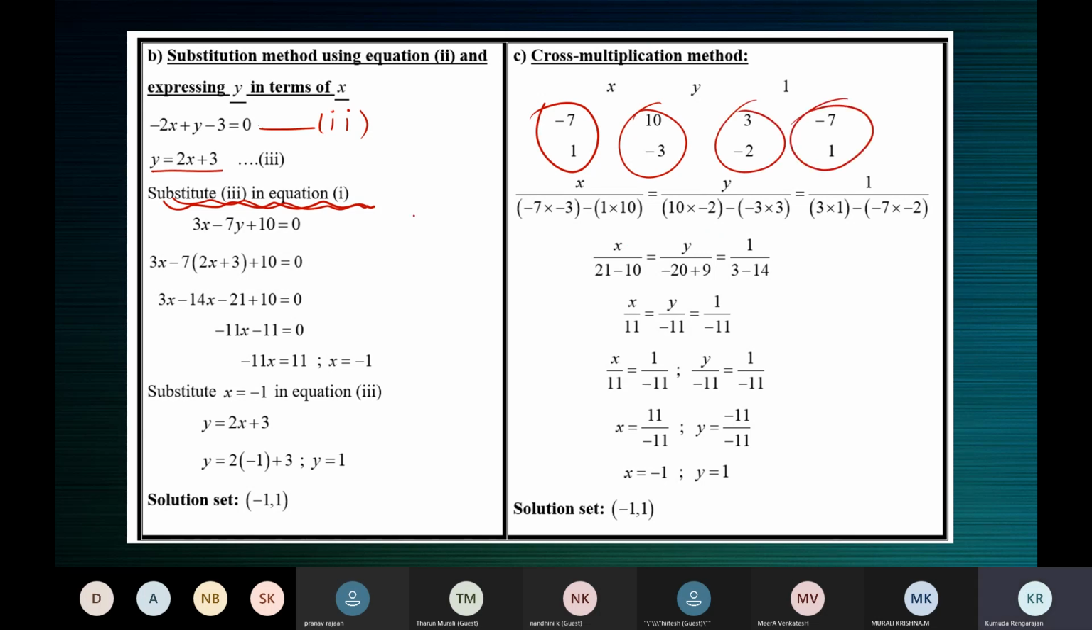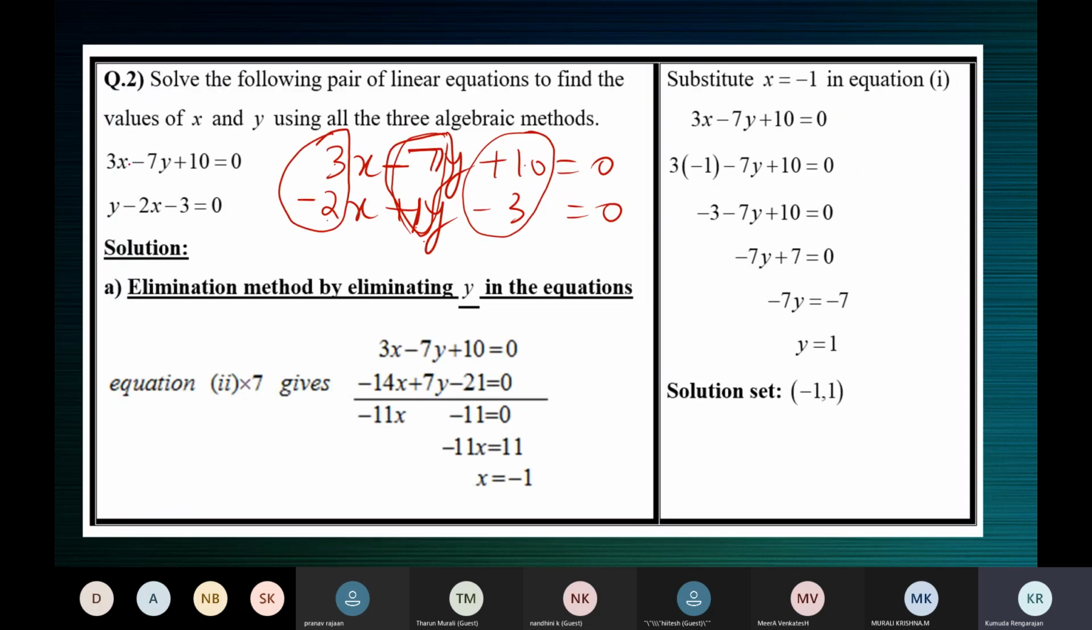Okay, so if you did not write it that way, if you took the equations as they were given, then maybe you would have written minus 7 and minus 2. So that's where you could have gone wrong.